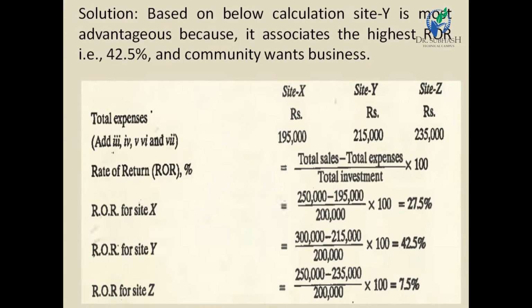Now rate of return is calculated using a formula. It is obtained in the form of a percentage. So it is total sales minus total expenses, divided by total investment, into 100. That will give you the rate of return for each site. So based on the above calculation, we will calculate the rate of return for site X.